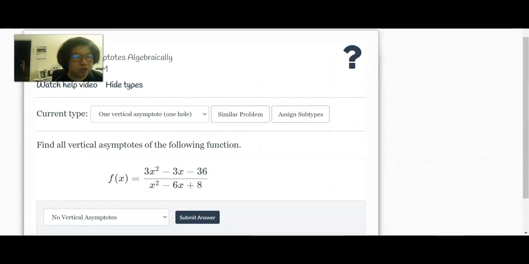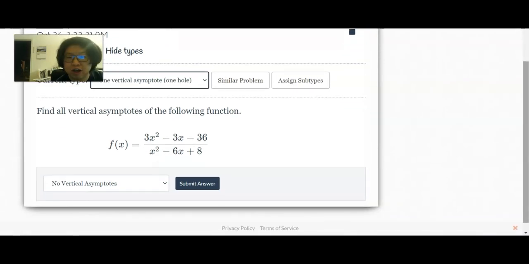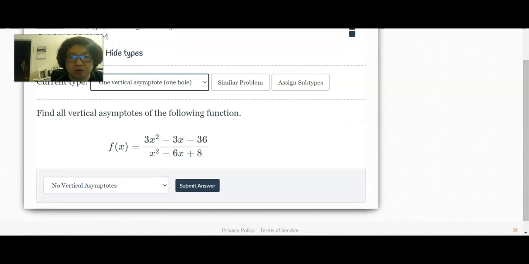So here we have an example of our rational function, and we want to find the vertical asymptotes algebraically. On this problem, you'll probably see there's a couple of different things going on here, but we are basically going to be following what I just told you. We're going to simplify the function, and then we're going to find out if there's any holes. So let's go ahead and tackle this one.